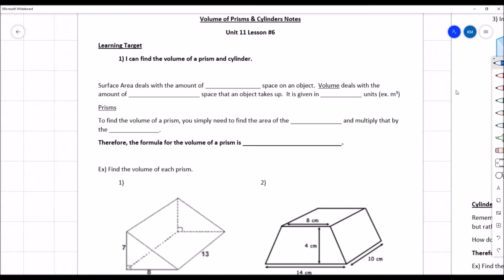You guys know that surface area deals with the amount of visible space in an object, where volume deals with the amount of occupied space that object takes up. Okay, it is given in cubic units.